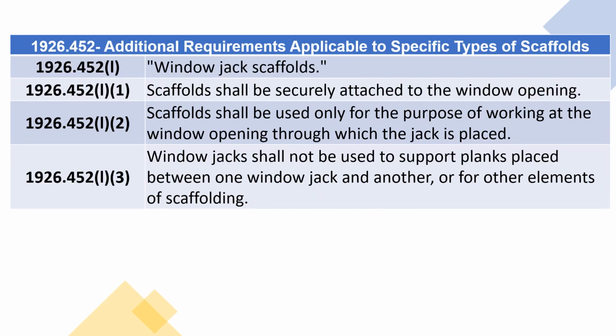1926.452 L. Window jack scaffolds. 1926.452 L1 through L3. Scaffolds shall be securely attached to the window opening. Scaffolds shall be used only for the purpose of working at the window opening through which the jack is placed. Window jacks shall not be used to support planks placed between one window jack and another, or for other elements of scaffolding.